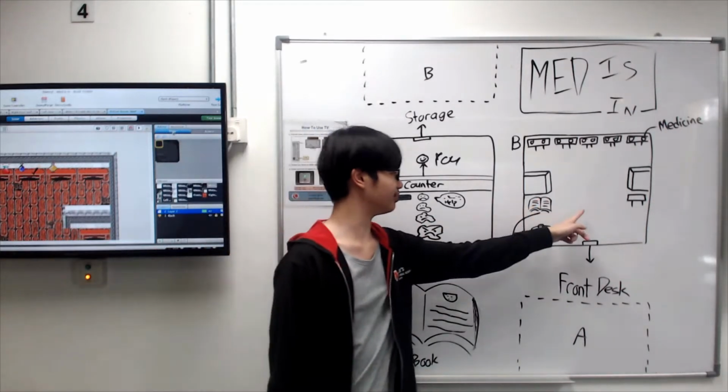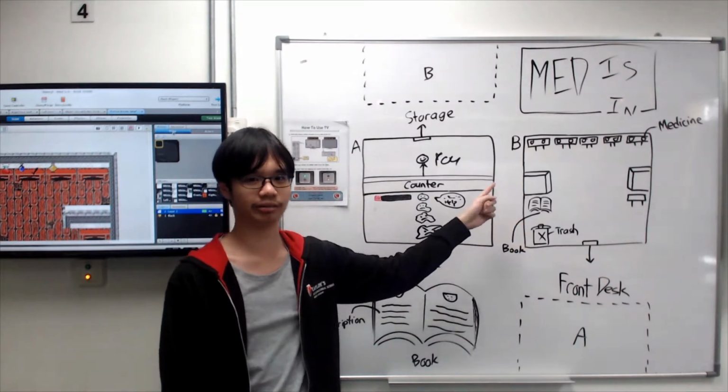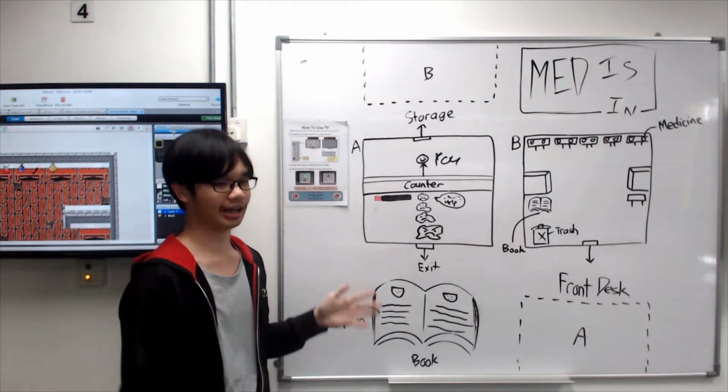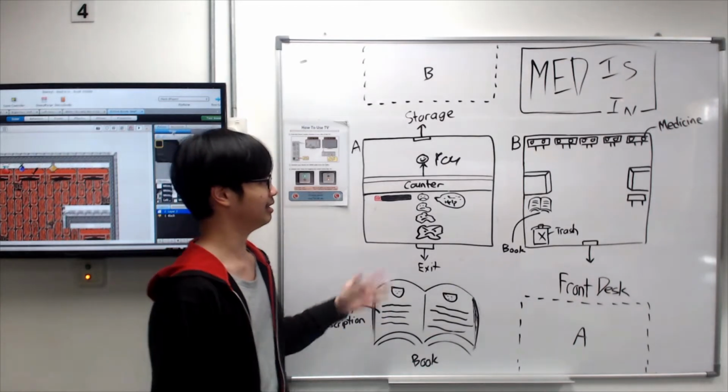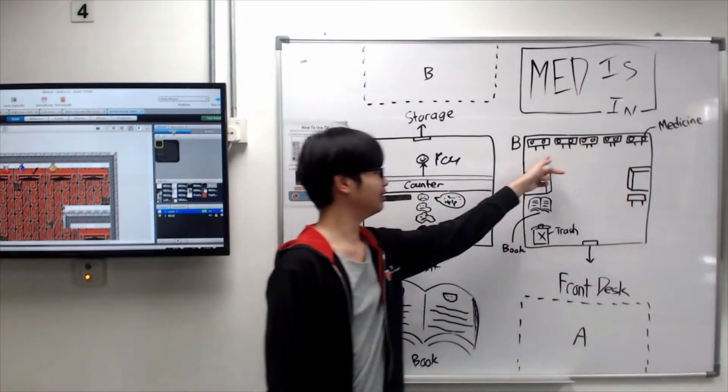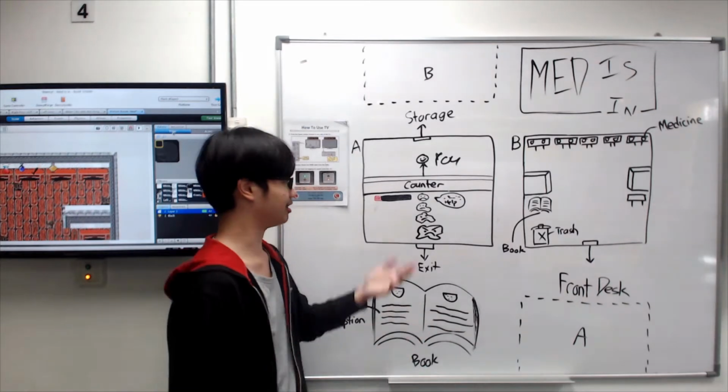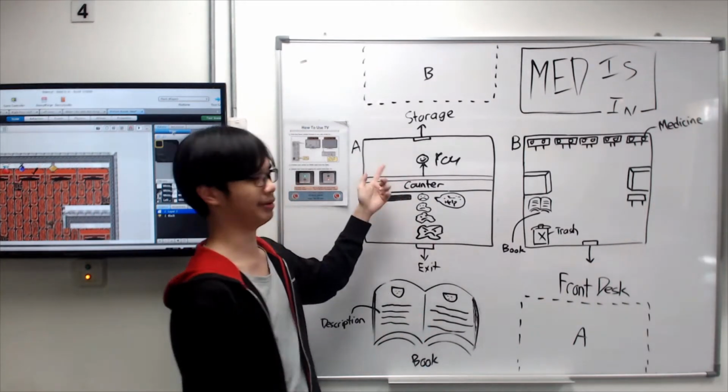Then proceed to the storage. In there, you'll find a book. This book has a bunch of descriptions and symptoms which the medicine can cure. Now the medicine is found up here. You can pick one of the medicines which matches the patient's symptoms and pass it to the patient.